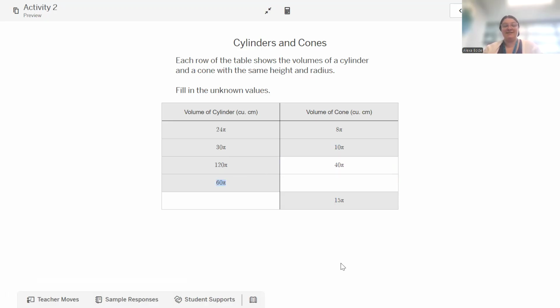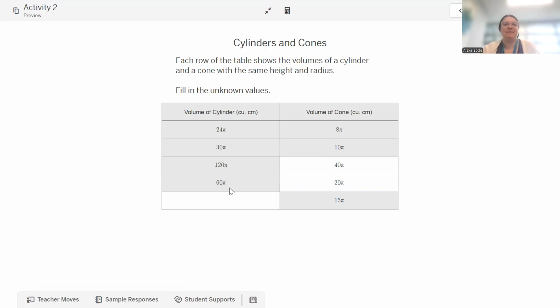Here we have a cylinder that is 60 pi. If the cylinder is 60 pi, what would the volume of the cone be? If you did 1/3 of 60, 60 divided by 3, you should have gotten 20 pi.